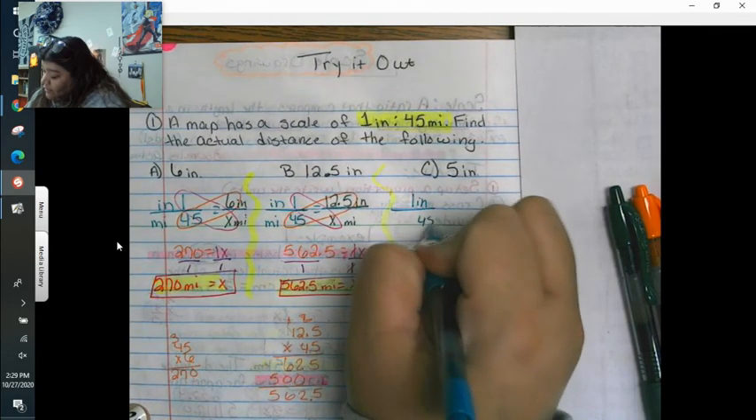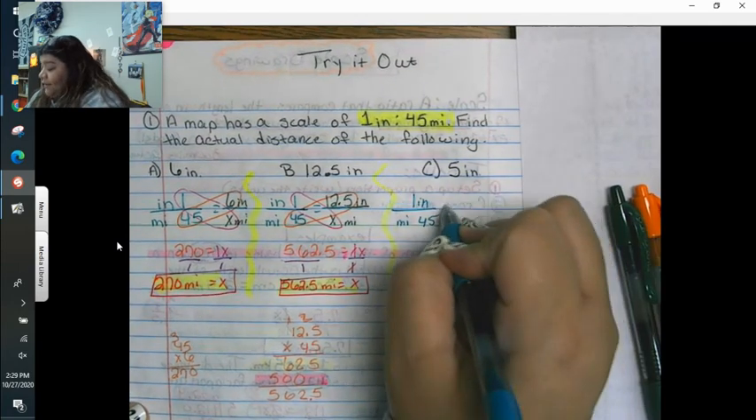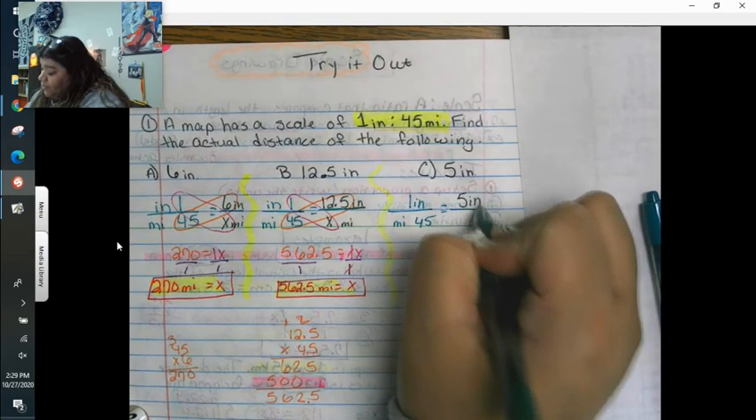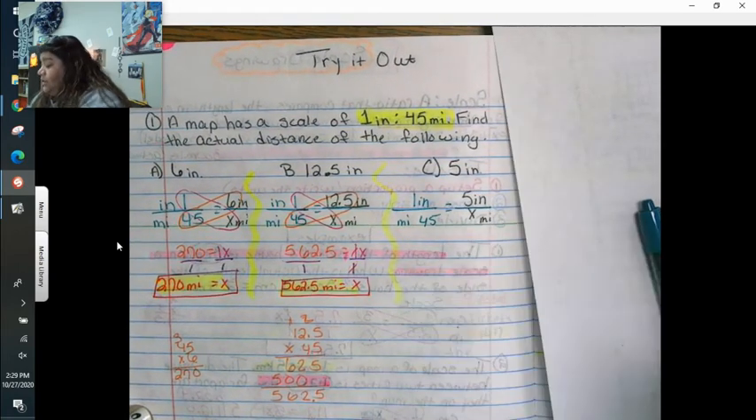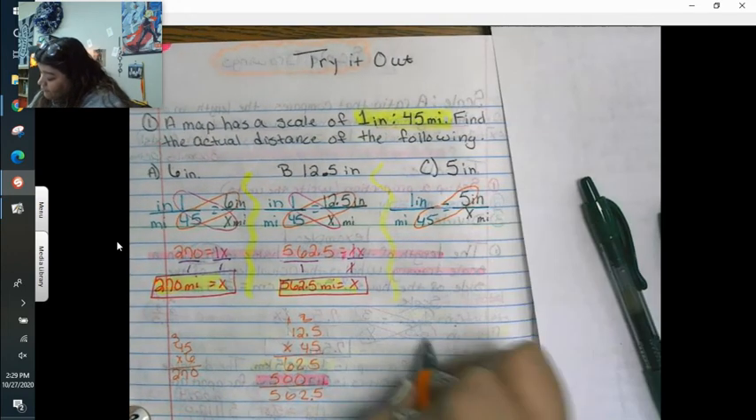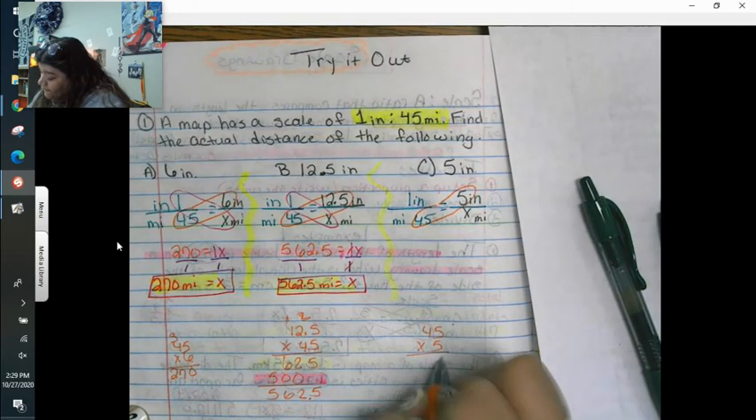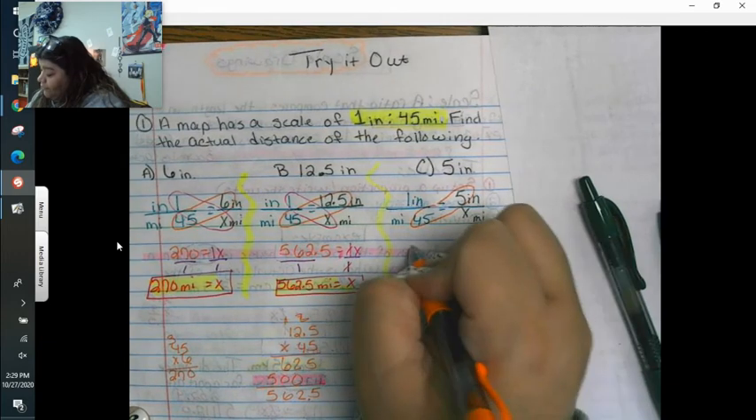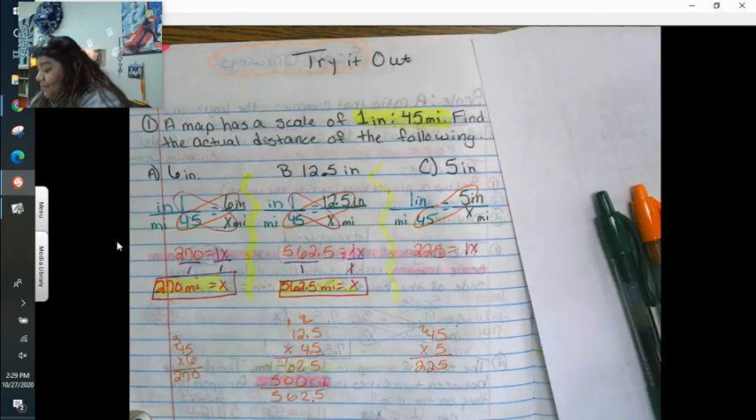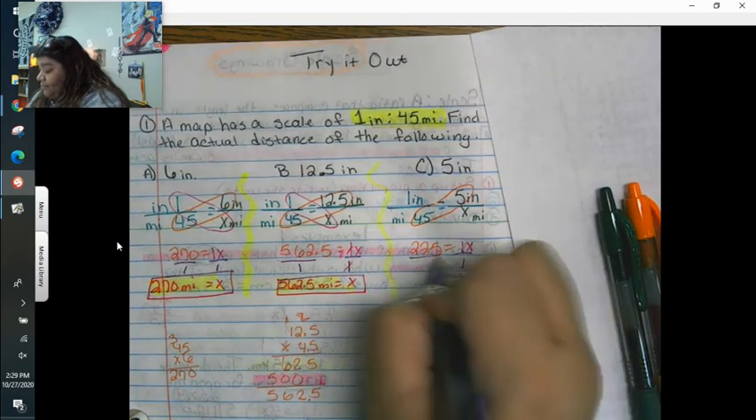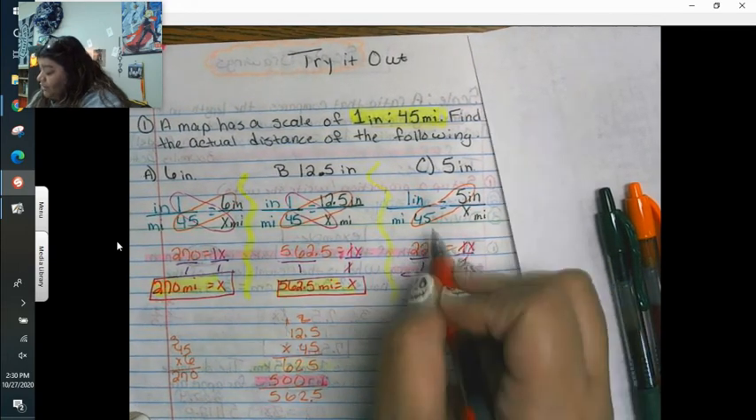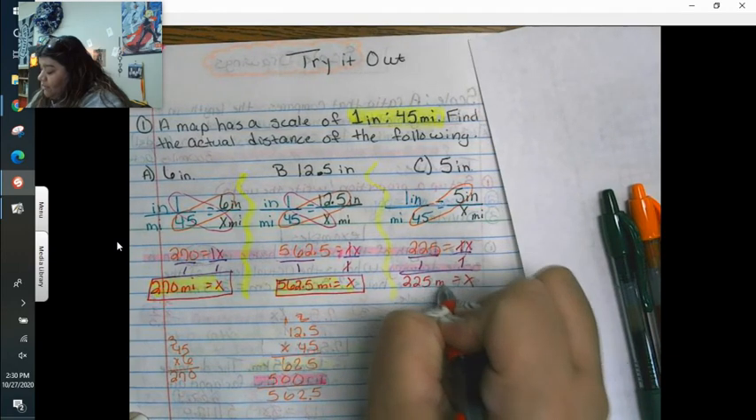Same exact. Ooh, I put the inches on the wrong side. That's okay. It means the same thing. Same scale. 5 inches belongs on top. We're looking for how many miles that should give us. So 45 times 5, 225, equals 1x. And what did I tell you about that 1x? It's like, don't even bother. When you divide anything by 1, you get the exact same answer. So your answer is 225 miles.